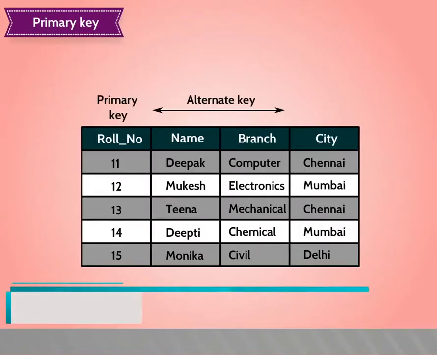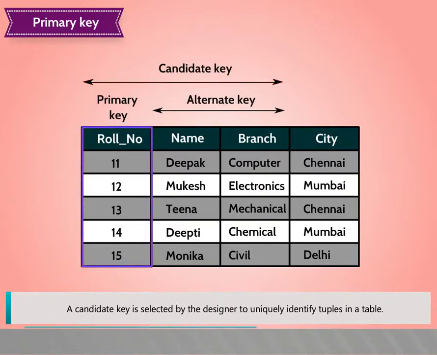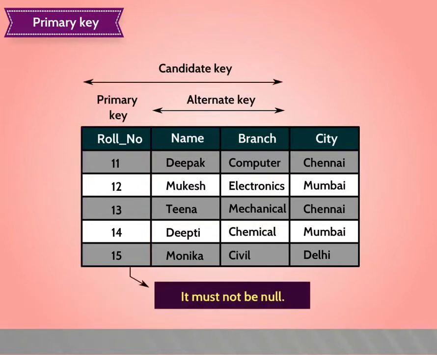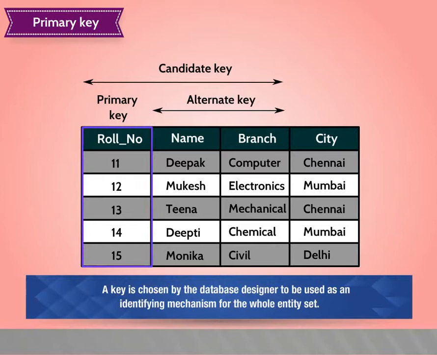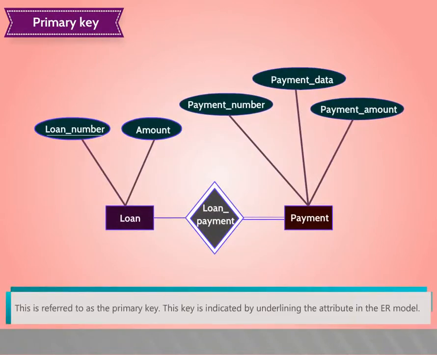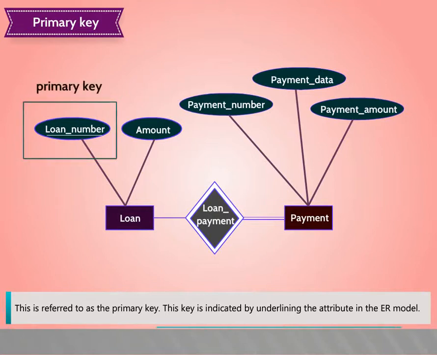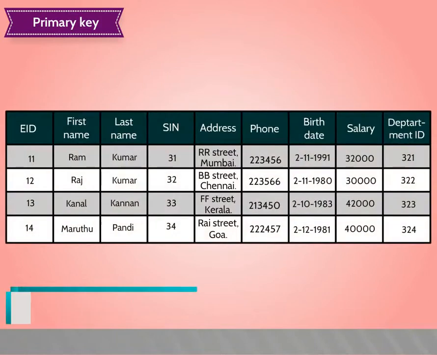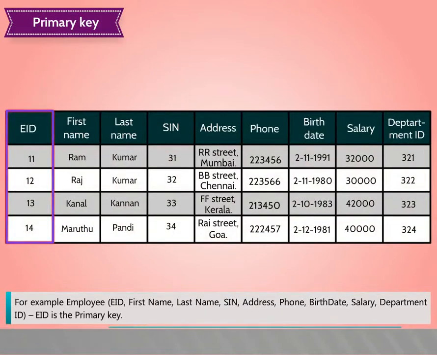Primary key. A candidate key is selected by the designer to uniquely identify tuples in a table. It must not be null. A key is chosen by the database designer to be used as an identifying mechanism for the whole entity set. This is referred to as the primary key. This key is indicated by underlining the attribute in the ER model. For example, employee: EID, first name, last name, SIN, address, phone, birth date, salary, department ID. EID is the primary key.